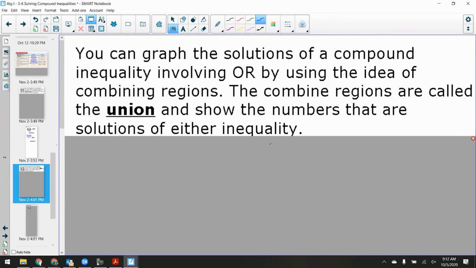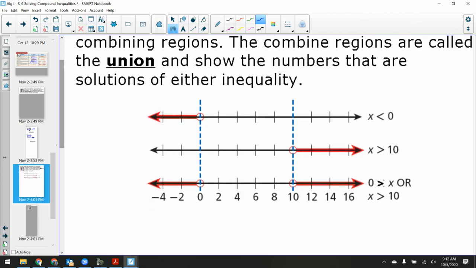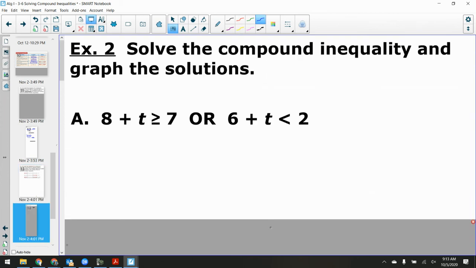Now, the or inequality. That's what's known as a union. The other one was an intersection. This one is a union. But basically, that's just fancy talk for saying that it could be one or the other, right? This is showing x is less than 0 or greater than 10. So it could be one or the other. It doesn't need to be both. Let's look at the examples here.